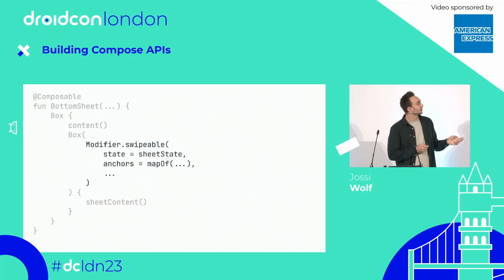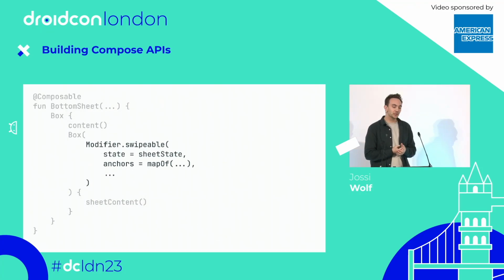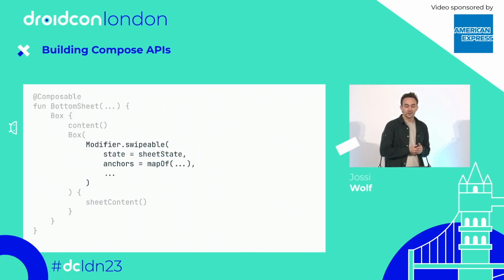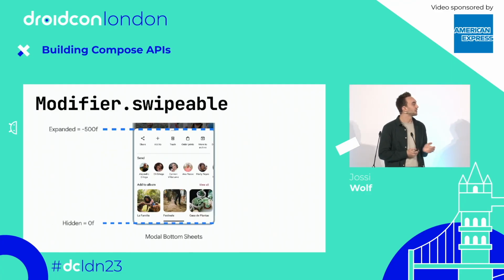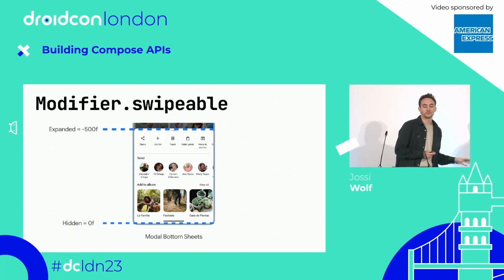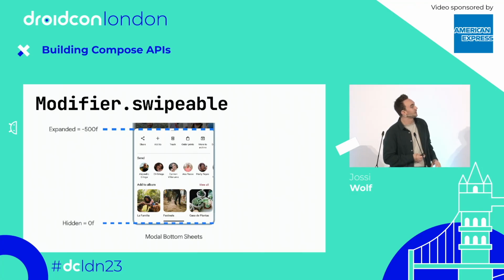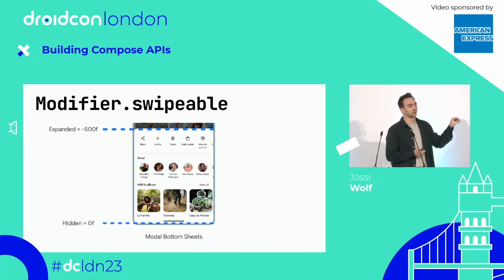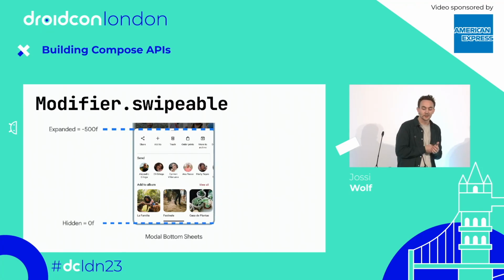The API looked like this. It was essentially a modifier in combination with a state, a swipeable state. It was a swipeable modifier, and you would give it the state, and you would give it anchor points. These anchor points would tell swipeable, hey, at this position, for example, 0f is the hidden state. And then we have expanded at, for example, minus 500. Minus 500 because this is where we're offsetting the bottom sheet to. We're placing it, and then offsetting it towards the top because it usually starts at hidden.